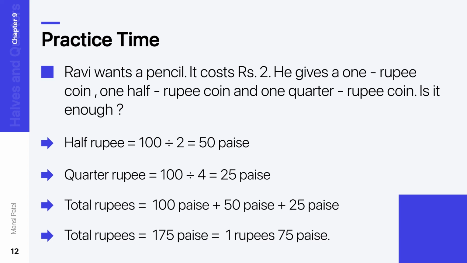Now, is it enough money? Does Ravi have enough money? No. We can say that Ravi does not have enough money because the cost of the pencil is rupees 2. Whereas Ravi has given the shopkeeper only 1 rupee and 75 paisa. So it is not enough money.